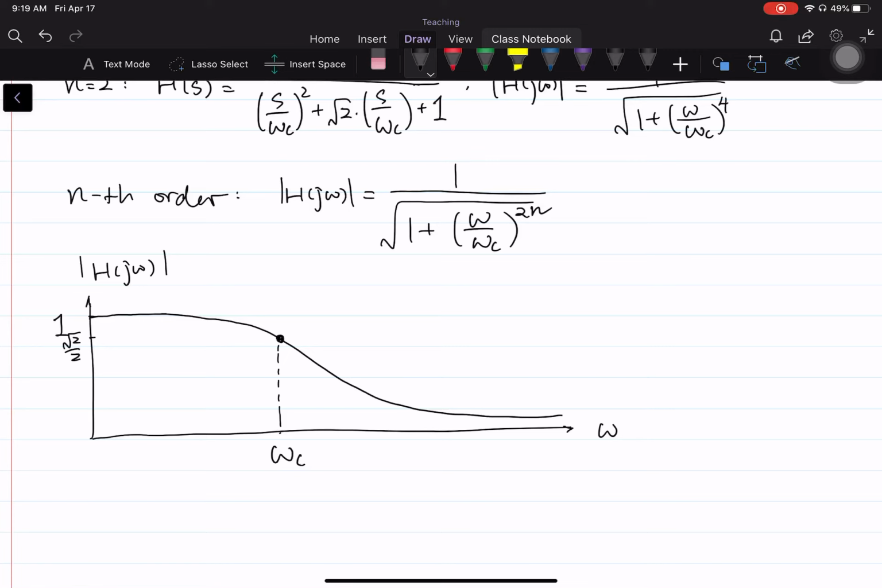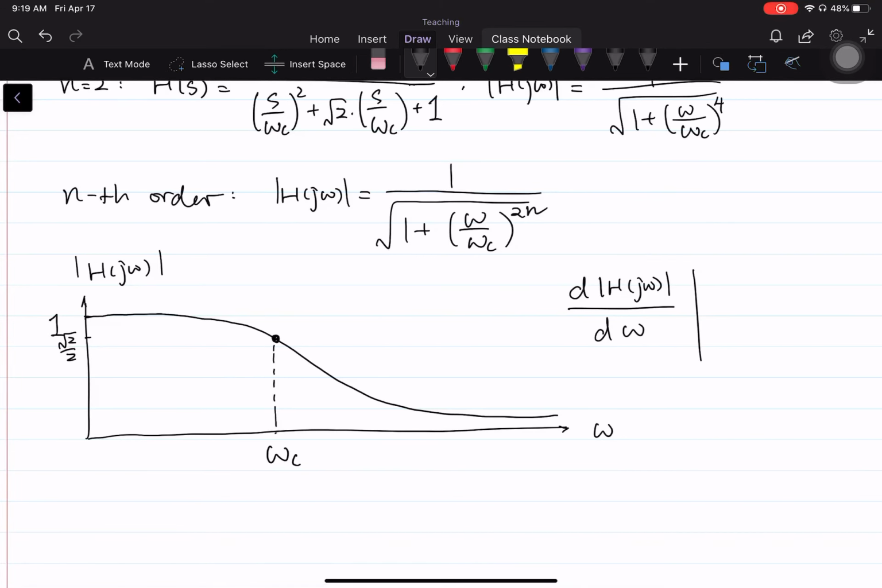And as we mentioned, it's easy to find out that if you take the derivative of the magnitude frequency response function with respect to omega, meaning you want to look at the slope at the beginning of this curve, it will be equal to 0. Meaning in the low frequency range, when this frequency response function starts, the slope is 0.